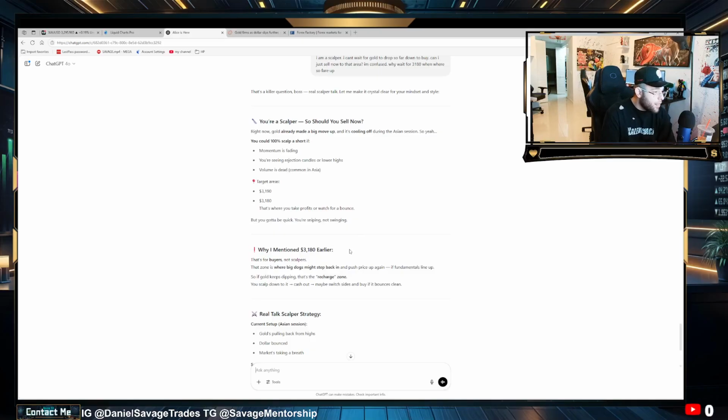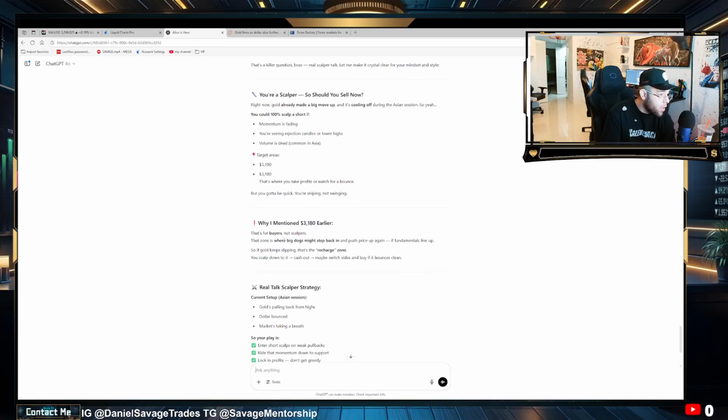So why I mentioned 3180, that's for buyers, not scalpers. That zone is where big dogs might step back in and push price up again. So if fundamentals line up, and if gold keeps dipping, that's the recharge zone. So if you scalp down to it, cash out, maybe switch sides, and then if it bounces clean, you already know what to do.